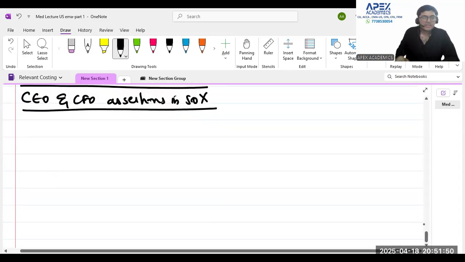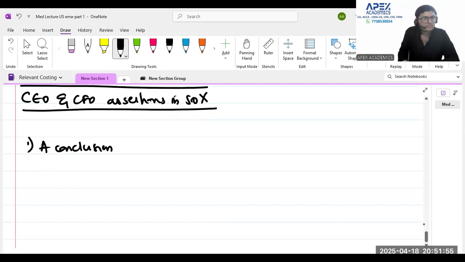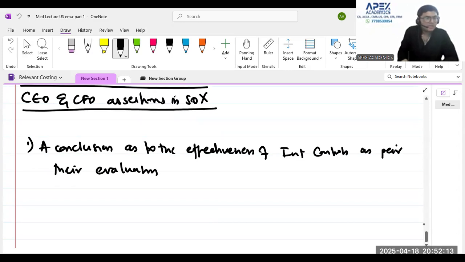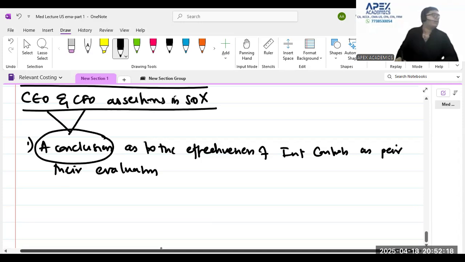Sir, there must be a conclusion as to the effectiveness of internal controls as per their evaluation. Sir, who passes this conclusion? Sir, CEO and CFO will pass their conclusion, that yes, we believe they are effective, or they are not effective.